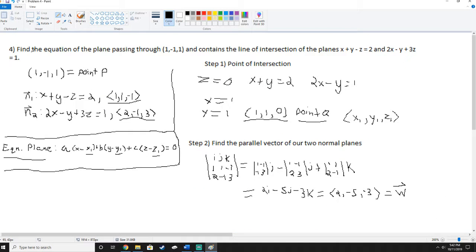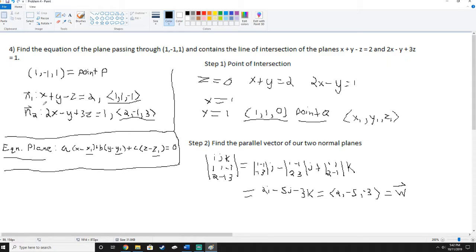So to start off with, let's find the equation of the plane passing through point (1, -1, 1) and containing the line of intersection of the planes x + y - z = 2 and 2x - y + 3z = 1. So to start off, the information that we're going to extrapolate from this question is the point that's given to us, (1, -1, 1), and we're going to say that's point P, and we're going to take the two planes that are given to us, or the equations of those planes.